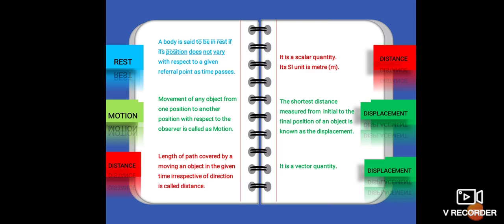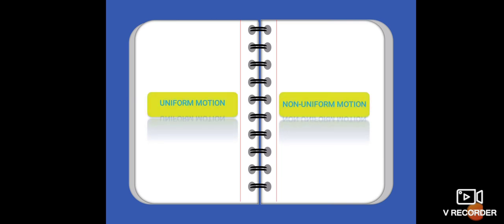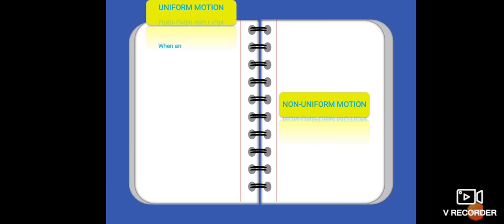Got it? Okay. Now come to the uniform motion and non-uniform motion. What is uniform motion? When an object covers equal distances in equal intervals of time. यदि कोई ऑब्जेक्ट इक्वल डिस्टेंस कवर करता है इक्वल इंटरवल ऑफ टाइम पर, दिस इज द एग्जांपल ऑफ यूनिफॉर्म मोशन. And look at the picture.